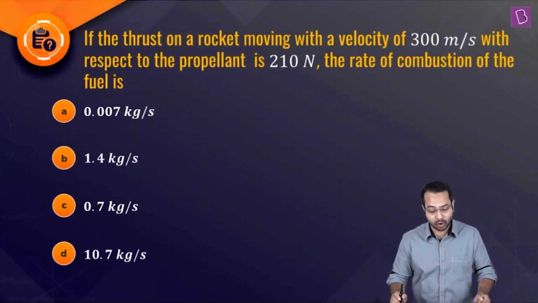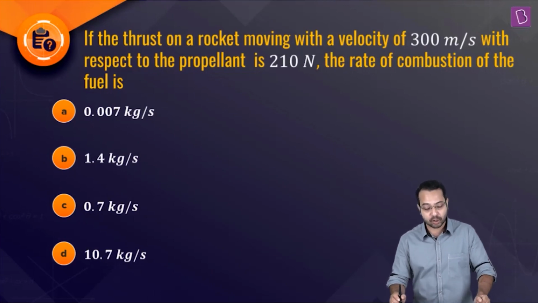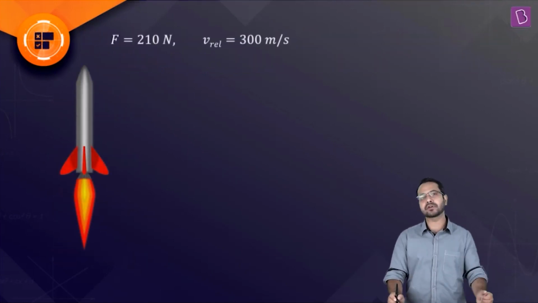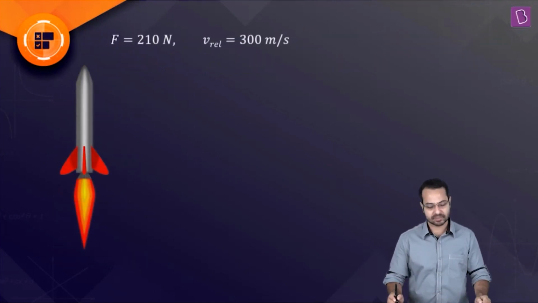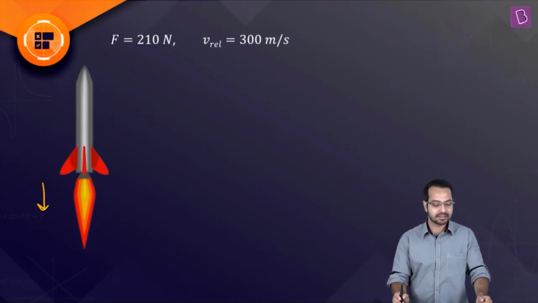If the thrust on a rocket moving with a velocity of 300 meter per second with respect to the propellant is 210 Newton, the rate of combustion of fuel is. Alright, so there's a rocket, and how does the rocket get its thrust? The rocket expels these propellants. These are the fuel or gases that come out.